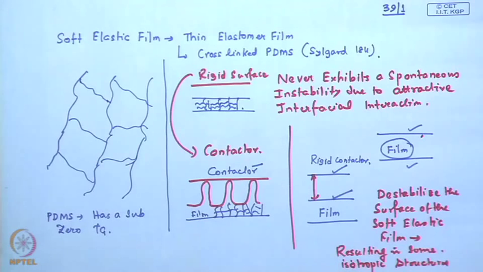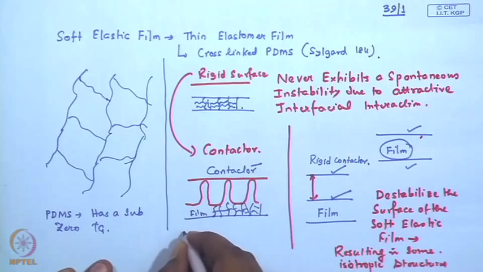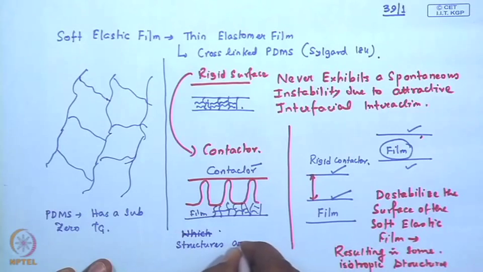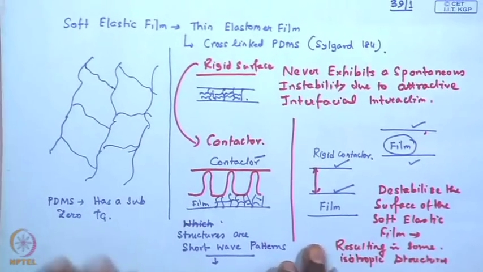And this competition results in short wave structures. So, the patterns have periodicities which are much smaller as compared to the long wave approximation we have already talked about in the case of dewetting of a thin film. So, h is much smaller than x, but that does not really happen here.